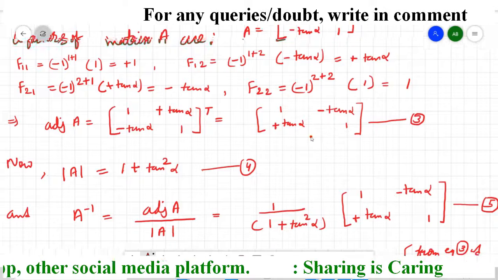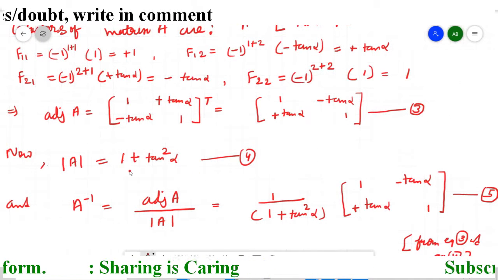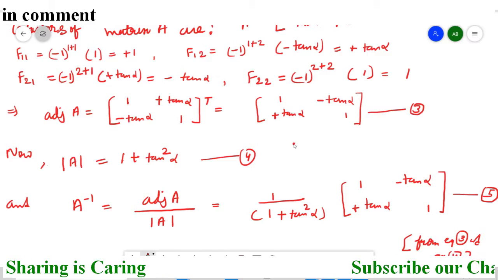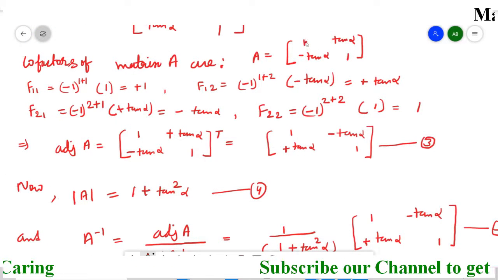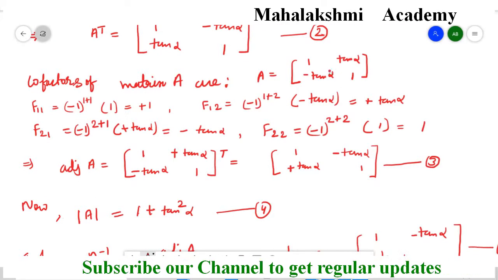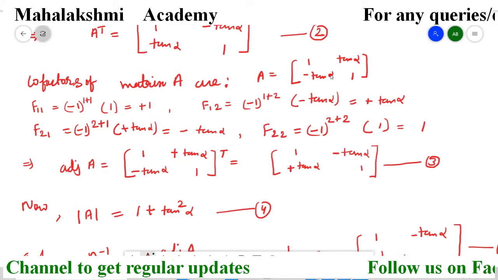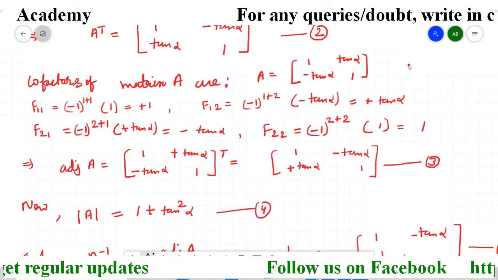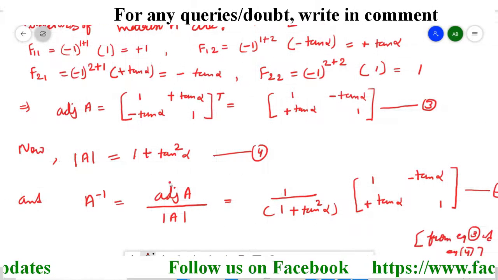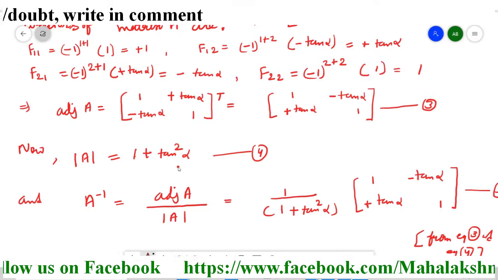Now to find the A inverse, we need the determinant of A also. To calculate the determinant, you already know, we have to cross multiply. So this is our matrix A. First cross, 1 into 1 is 1. Then the second cross is this one, so tan α times minus tan α is minus tan²α. But in the formula, we have to write a minus in between them. That will give us plus tan²α. So that is the determinant of A.